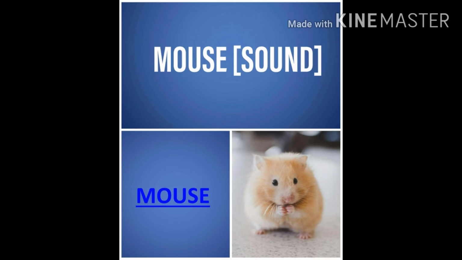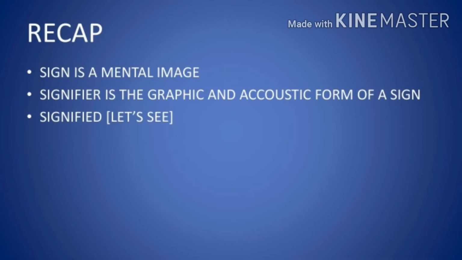Okay, now we know a sign and a signifier. So moving ahead, what is a signified? What could it be? What more is there to a sign? Think. Before going to signified, let's do a brief recap about the previous two. A sign is an idea of any physical object or phenomenon. The graphic and acoustic representation of that idea is the signifier. Then only one thing is left.